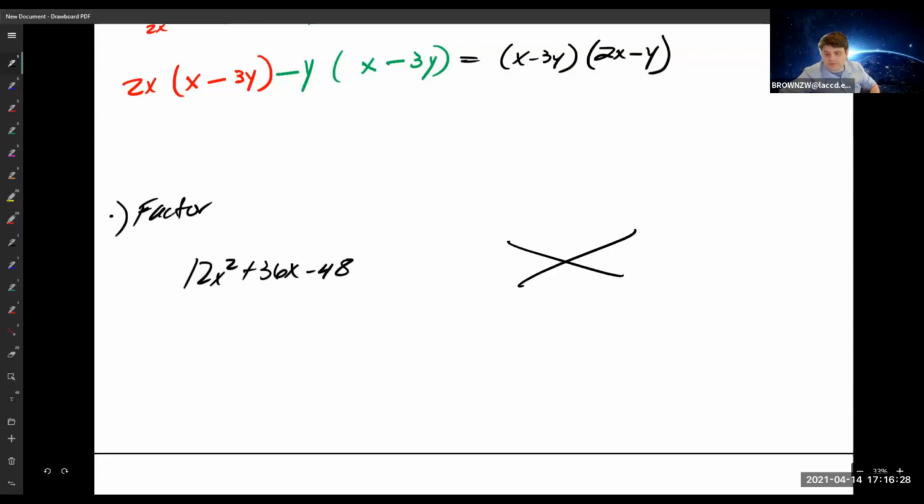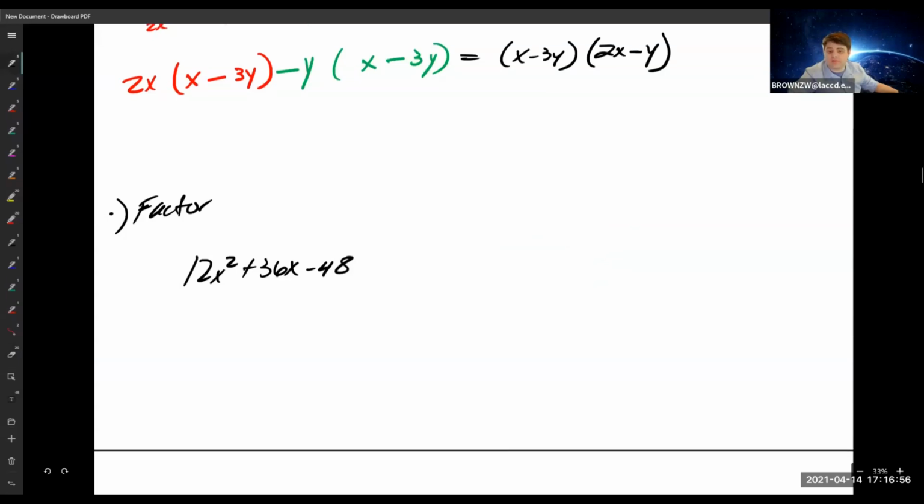You could go straight to the diamond and say, all right, 12 times negative 48 gives you negative 576. And we've got 36. And you can kind of be like, all right, what are two things that multiply to negative 576 but add to 36? And you can kind of screw around with that. But one thing you want to look out for is, well, these numbers are huge, kind of a pain in the butt. And if we look, each one of them is divisible by 12.